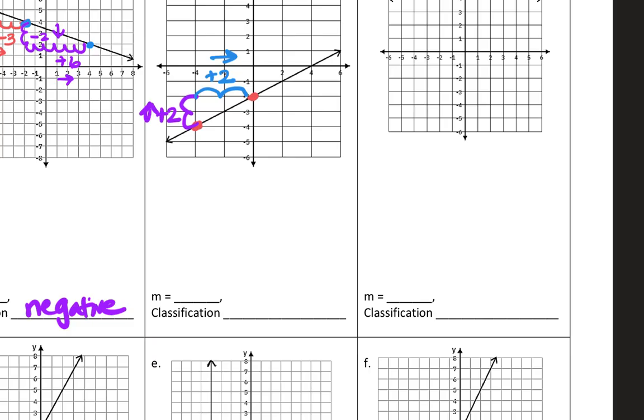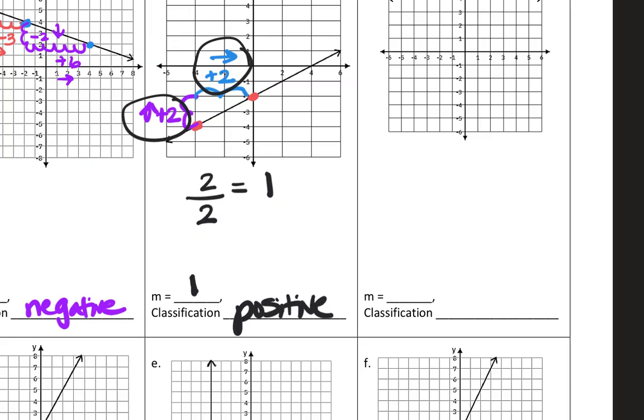So with this one, it really doesn't matter if you accidentally get it mixed up, but it should always be your vertical, which is this one, over your horizontal, which is that number. All right, so 2 divided by 2 is 1. So our m is 1. Is that a positive, negative, 0, or undefined slope? Positive. All right, let's look at the next one.